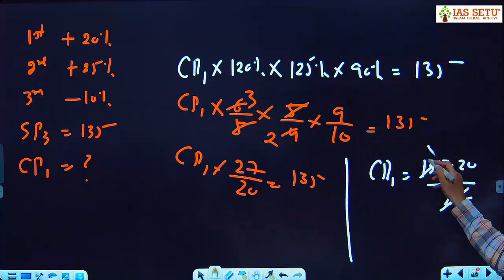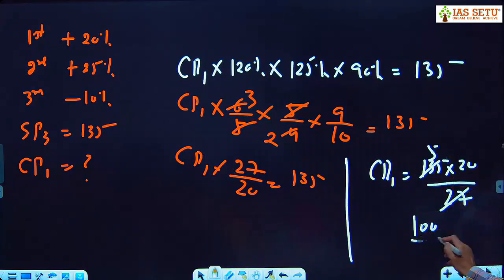27 5s are 135, 5 into 20 is 100 rupees. Online student asks: if 10 people are in between, then that is your problem, you have to do that calculation in your exam or you have to take a decision to skip that question.